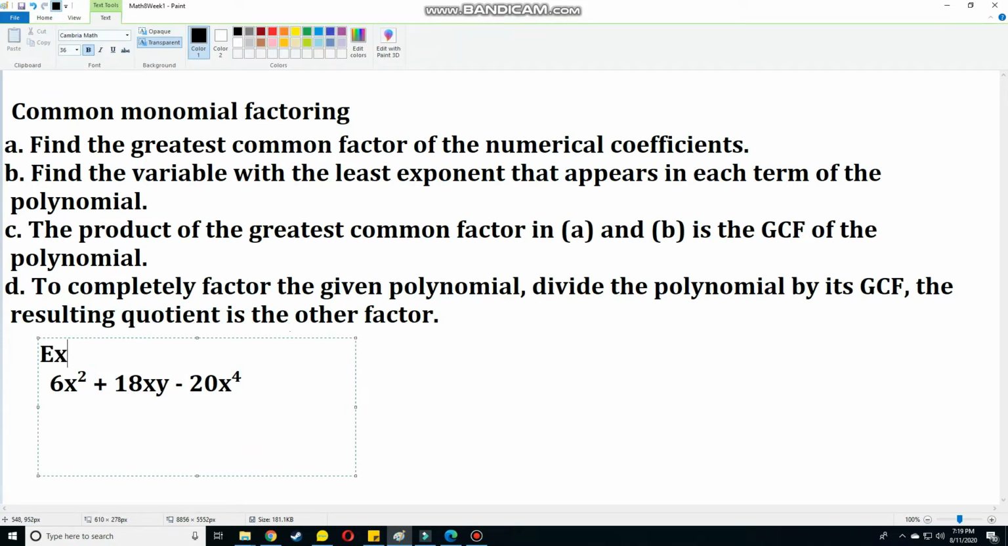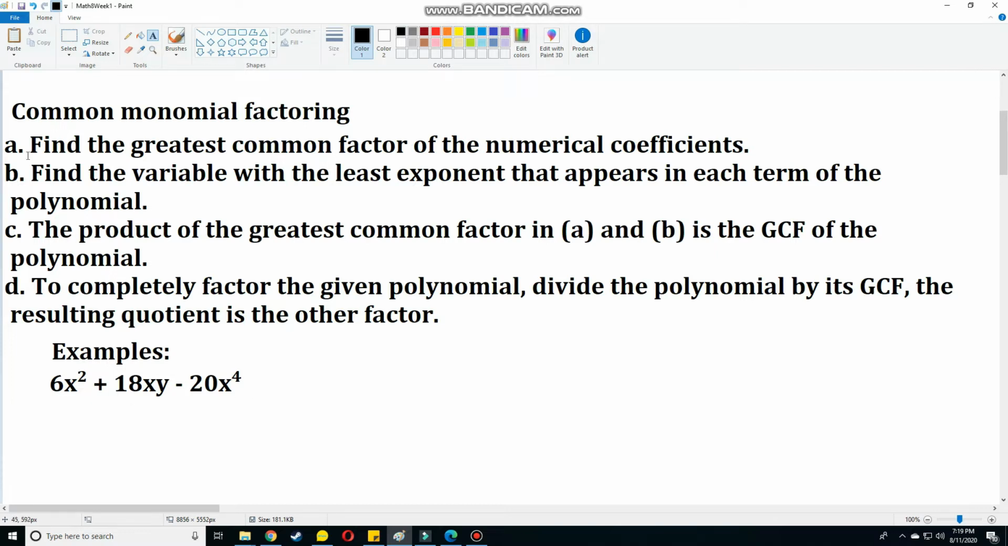We would have many examples later on, so let's focus on this first. Let's read: find the greatest common factor of the numerical coefficients. If you could remember, the numerical coefficients are those numbers that are on each and every term that we have. On our first term, our numerical coefficient is 6. On our second term, it is 18. On the third term, it is 20.